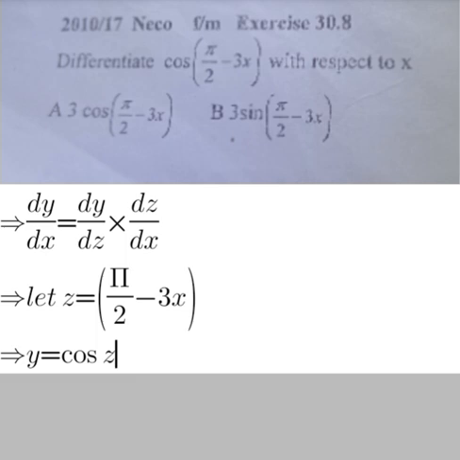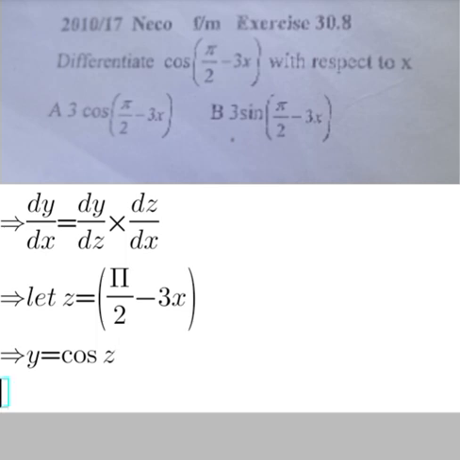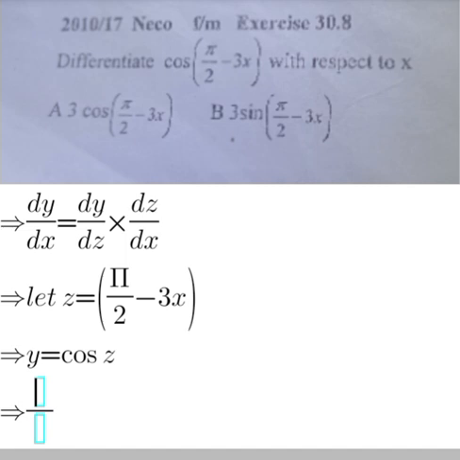So now in this case, what we are going to be doing first is looking for dy over dz. Yeah, we're going to be looking for dy over dz, dy with respect to z. So now if we do that, we have dy over dz is going to be equal to, of course, we know that the derivative of cos x is minus sine x. In this case it is z, so it's going to be minus sine z. Yeah, so this is dy over dz.